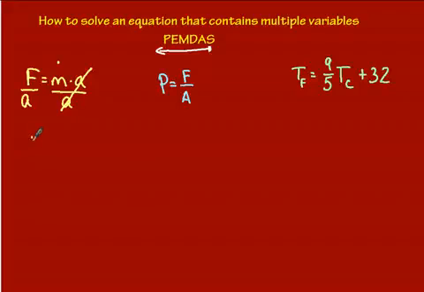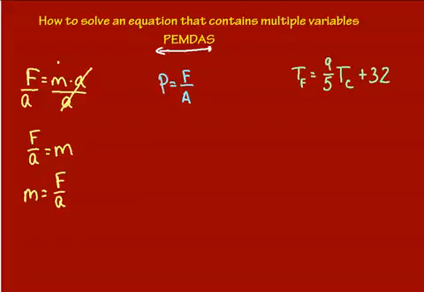And now we have force divided by acceleration is equal to mass. And you could have easily solved this equation for acceleration just by dividing by m on both sides. And if you wanted to, you could just rewrite it as mass is equal to force divided by acceleration.